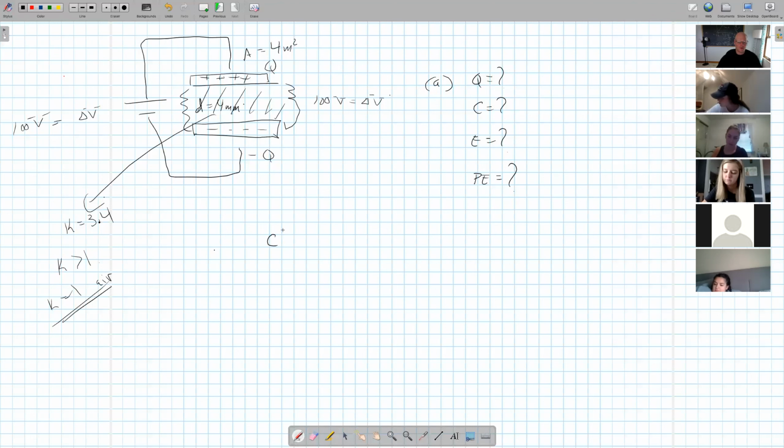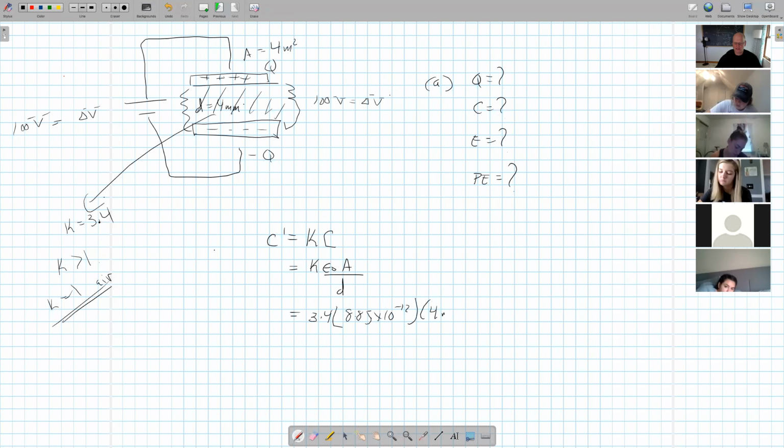So here we know the capacitance is equal to the dielectric constant times the original capacitance without the dielectric. This is a parallel plate capacitor, which means this is going to be equal to the dielectric constant times epsilon naught times the area divided by the distance between the plates. So this is equal to 3.4, which is the dielectric constant, times 8.85 times 10 to the minus 12 for the epsilon naught, times the area, which is 4 meters squared, divided by the distance between the plates, which is 0.004.